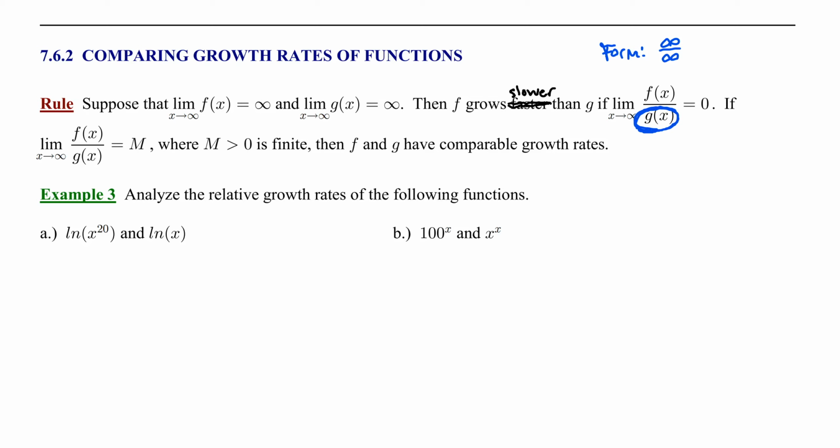In example 3, we want to analyze the relative growth rates of the two given functions. Example A, natural log of x to the 20th and natural log of x. Notice both of those functions have a limit at infinity that equals infinity. That is, both of those functions grow without bounds on the far right side of their graph. But we want to know who grows faster. I don't know about y'all, but my bet is on this first one. But let's prove it. Let's be specific.